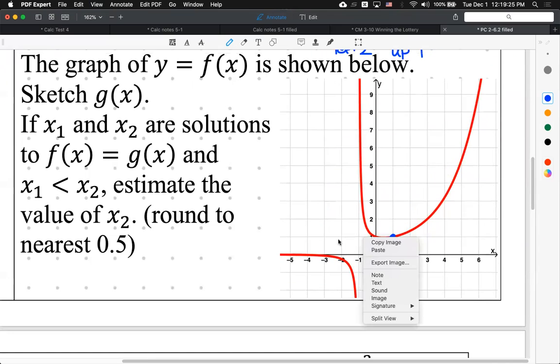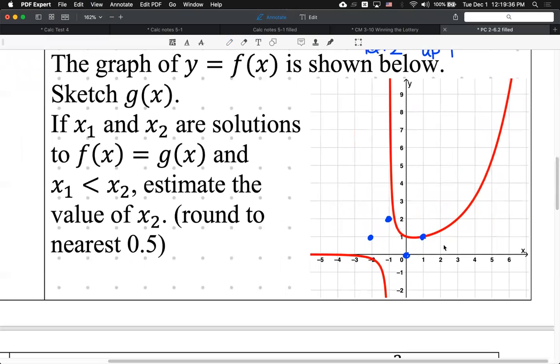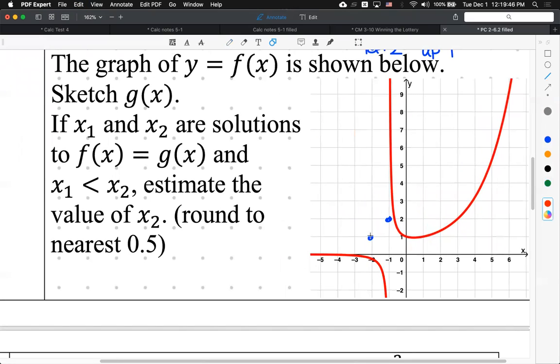So left 2, up 1. There's our new vertex. Left 2, up 1. There's our new second point, and I can delete those original points. And I go ahead and make my graph. I have a line tool, I should use it. And so it looks like this.